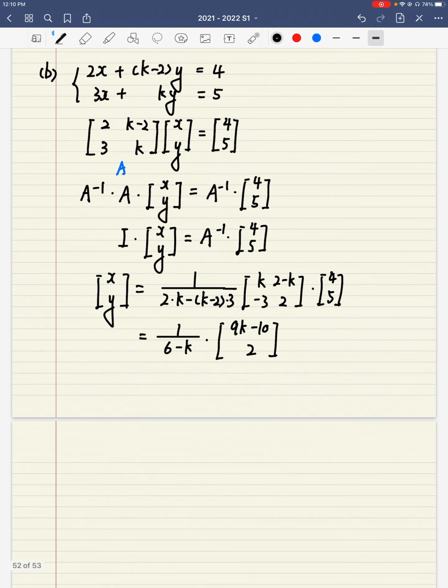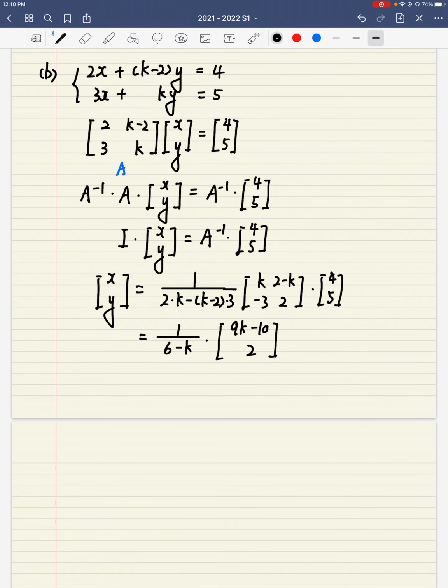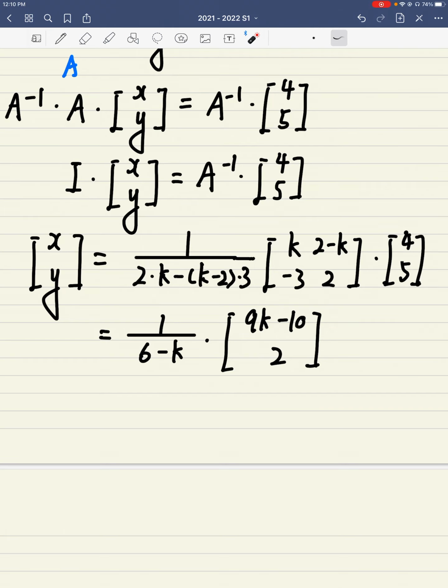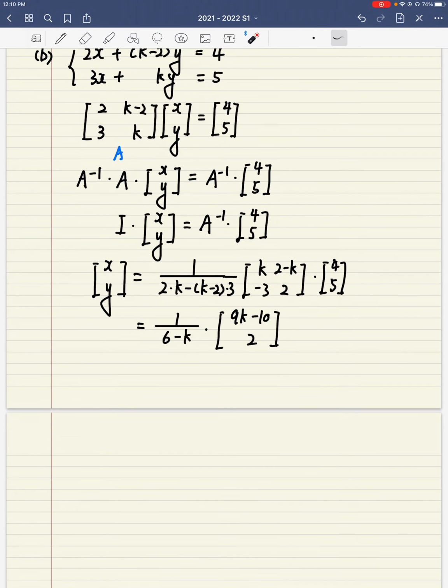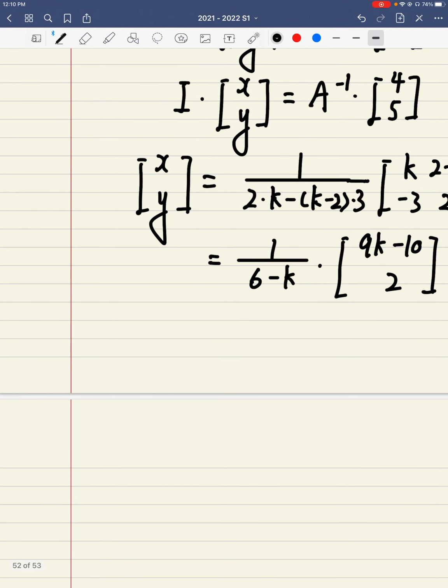Then part C. State the value of k for which there are no solutions to the simultaneous equations. The idea is very simple. Only when k is 6, this formula doesn't apply anymore. So as long as k is not 6, we can find a solution. When k is 6, there's no solution.